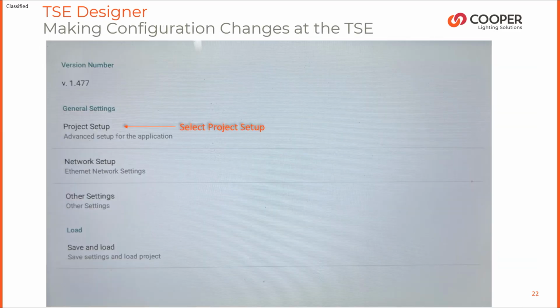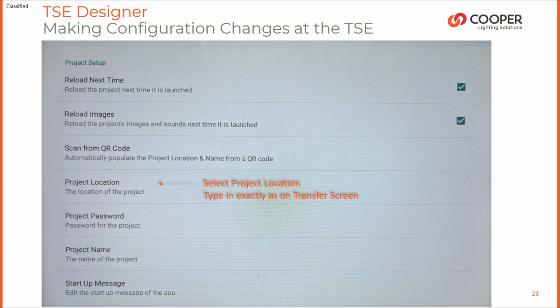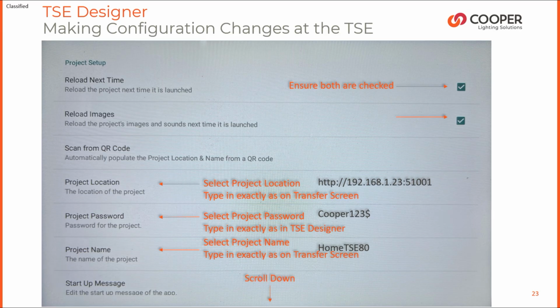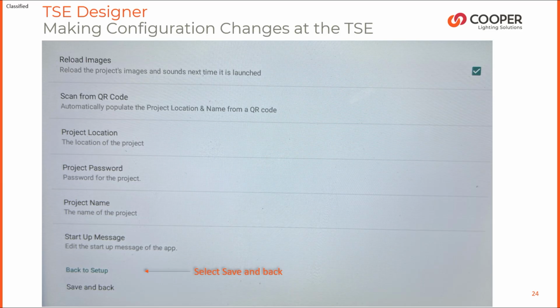At the touchscreen, we're going to want to select Project Setup and then select Project Location. And we want to type in the location exactly as shown on the transfer screen. Then we'll want to input the project password and project name. We also want to ensure that Reload Next Time and Reload Images are both checked. Then scroll down the page and select Save and Back.